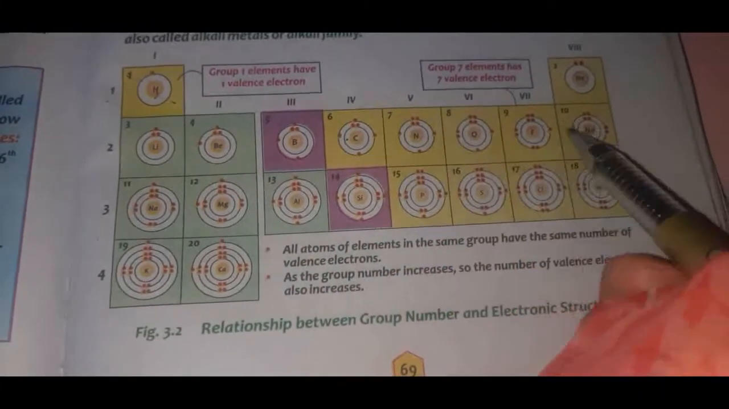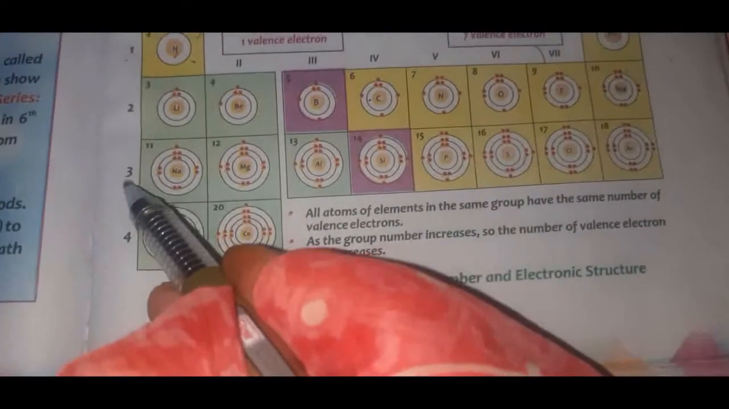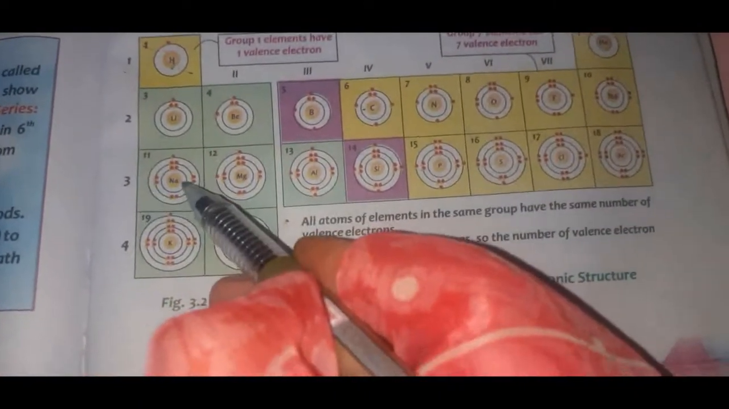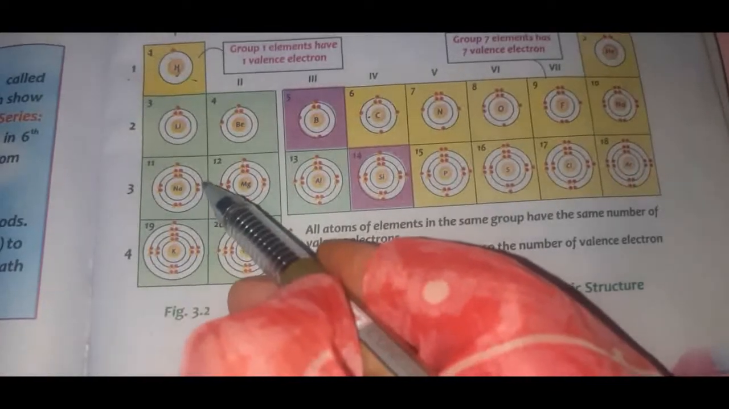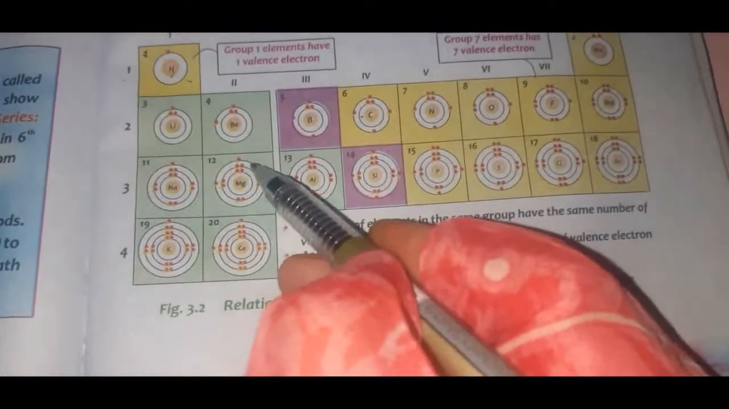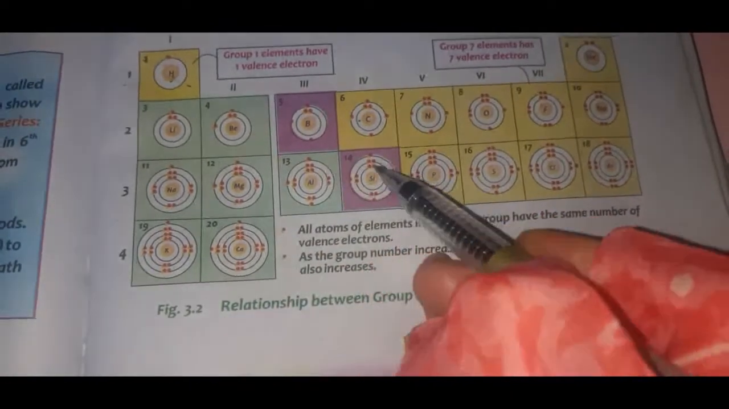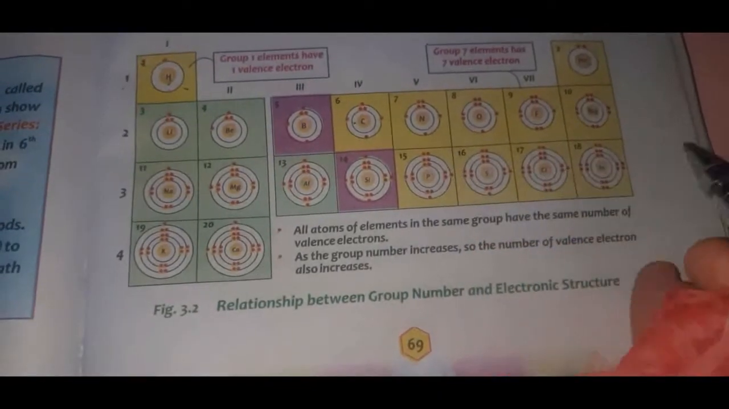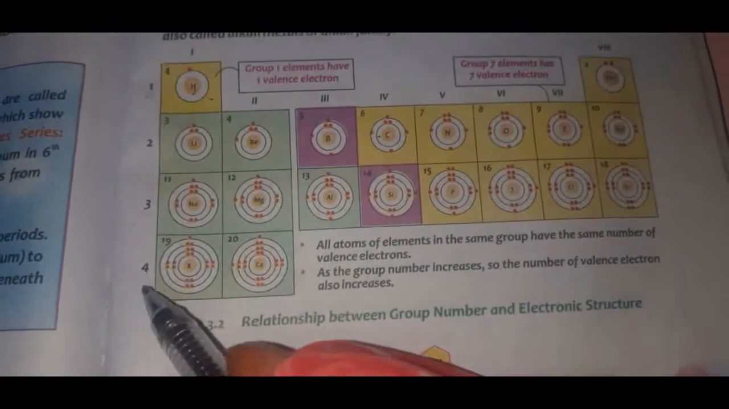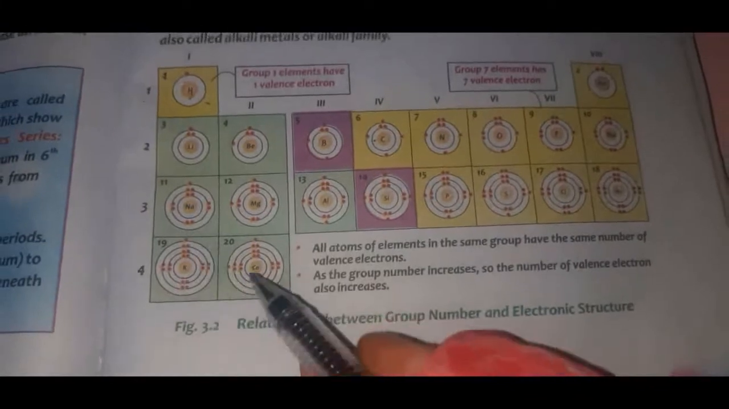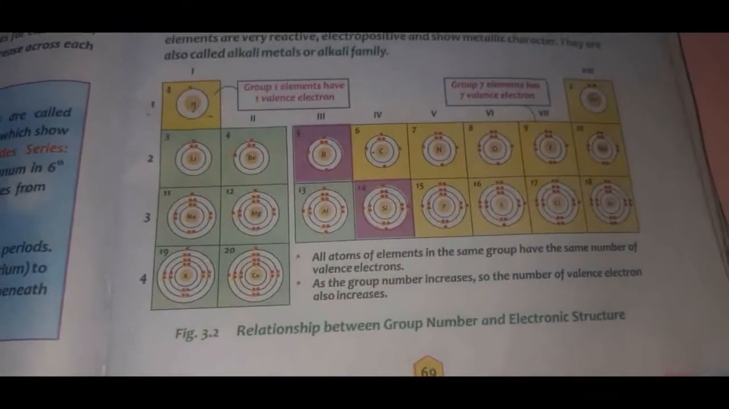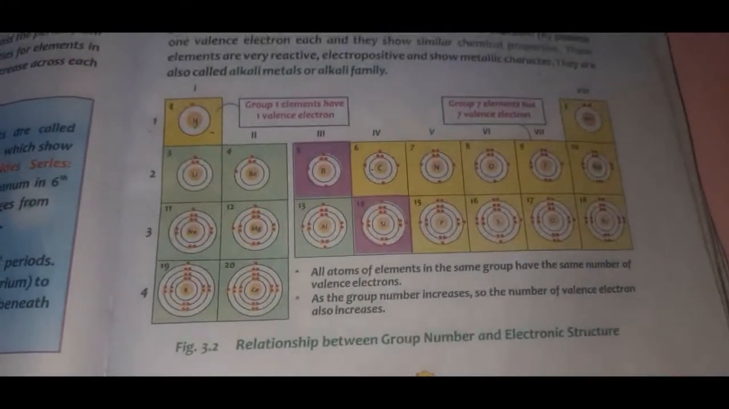See? Right? Then in your third period, how many shells do we have? 1, 2, 3. 3 shells. Right? In the fourth period, how many shells do we have? 4 periods altogether. Right? Now look at the group.